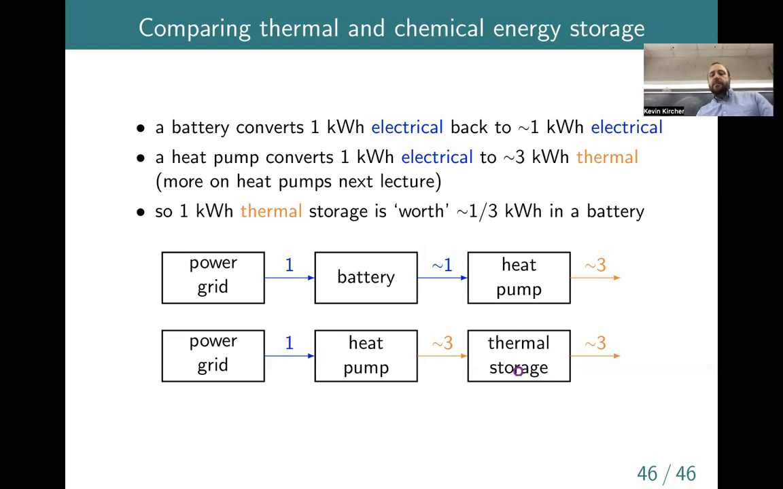Thermal storage has some dissipation, but not too much. So setting aside those self-dissipation effects, you can extract the same amount of heat that you put into it. You get the same heat output and the same electrical input. But the storage that happened here was 1 unit in the battery, and 3 units in the thermal storage. So sometimes you will see a thermal storage company say that thermal storage makes so much economic sense because it's like 5 times cheaper than batteries.